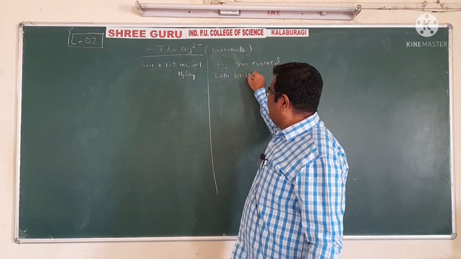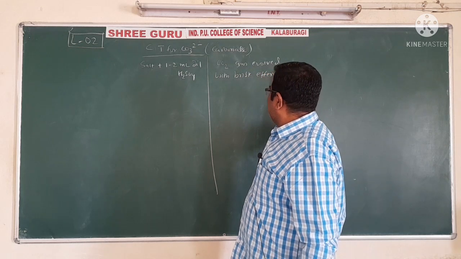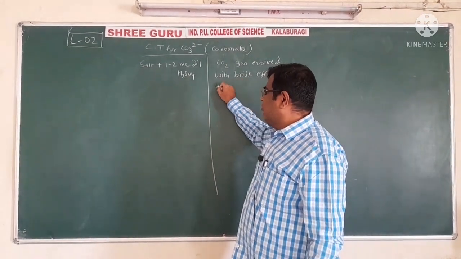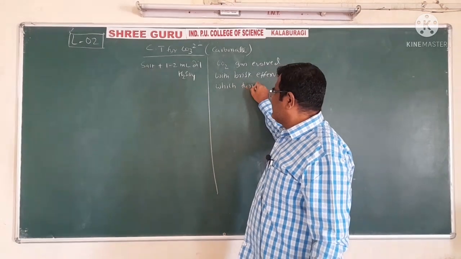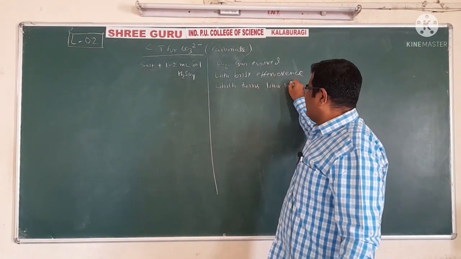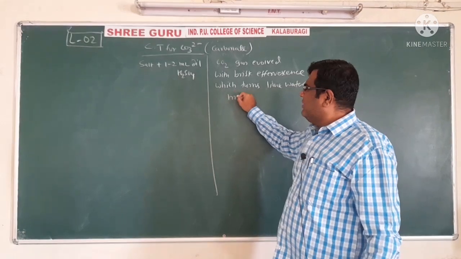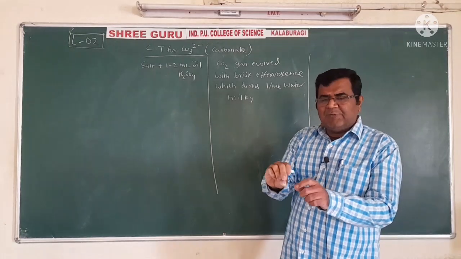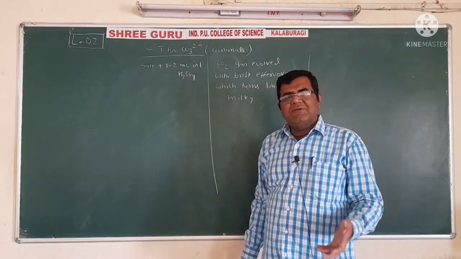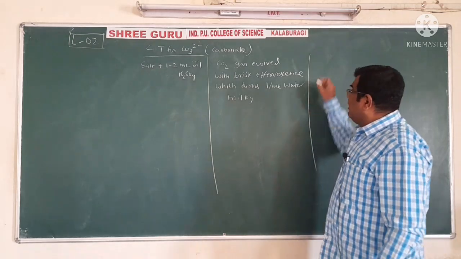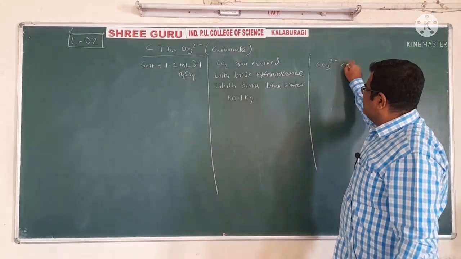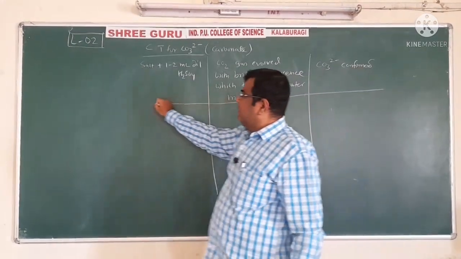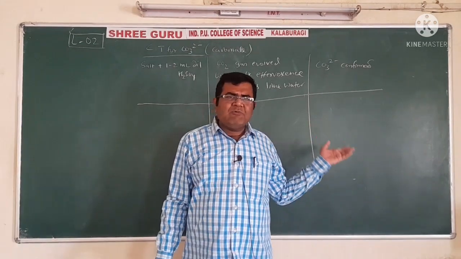with brisk effervescence. Again and again I am telling you that you should write the correct spelling of effervescence. With brisk effervescence, which turns lime water milky. If we pass that gas very carefully, the lime water becomes milky. It develops white color. Now we can say that carbonate is confirmed. So our acidic radical part is completed. If your radical is carbonate, then only confirm carbonate.